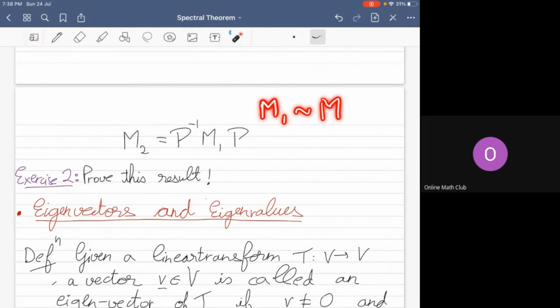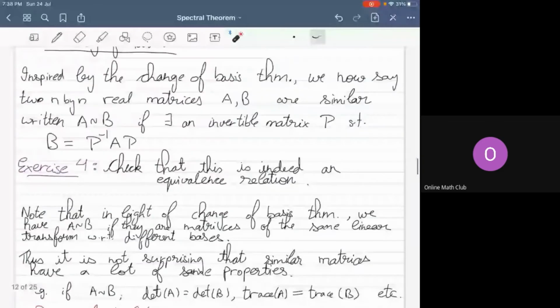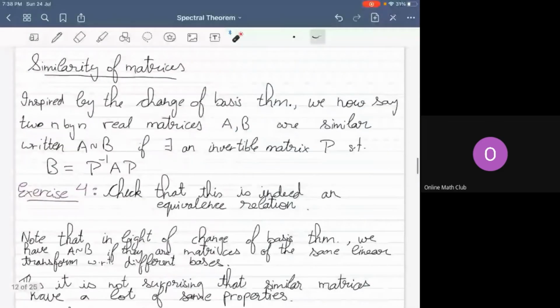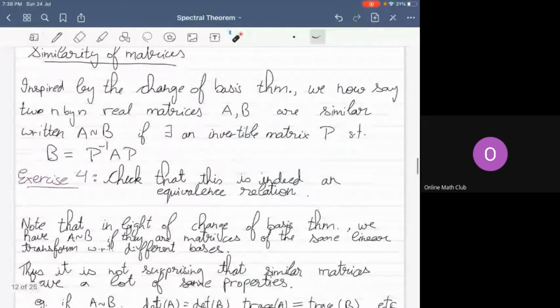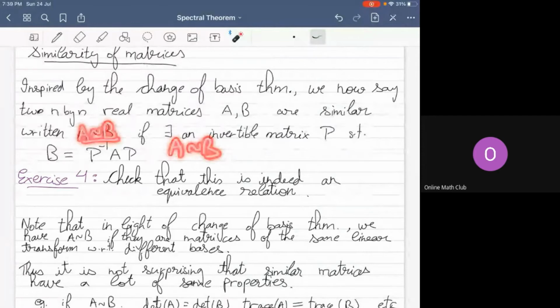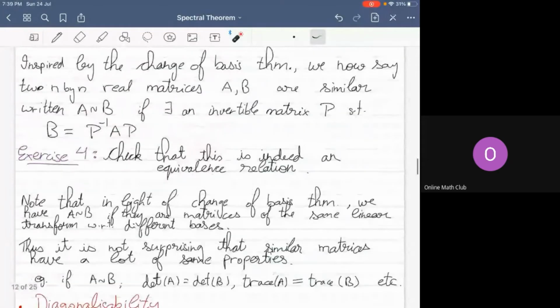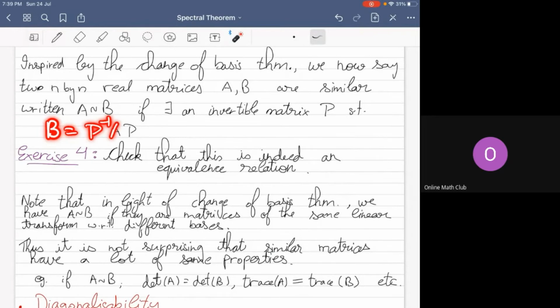So let's do this portion first. Similarity. This motivates the following: we say two matrices A and B are similar if there exists an invertible matrix P, which would be the change of basis matrix, such that B is P inverse A P. You can check that this is indeed an equivalence relation.